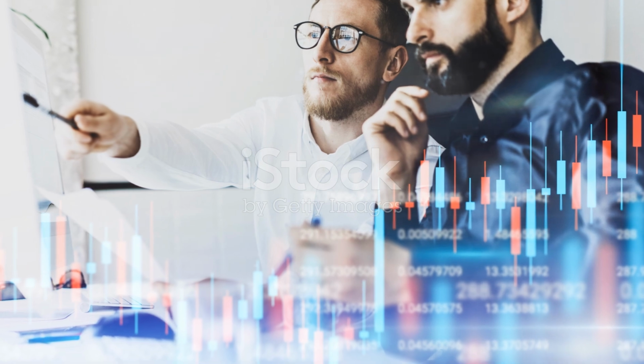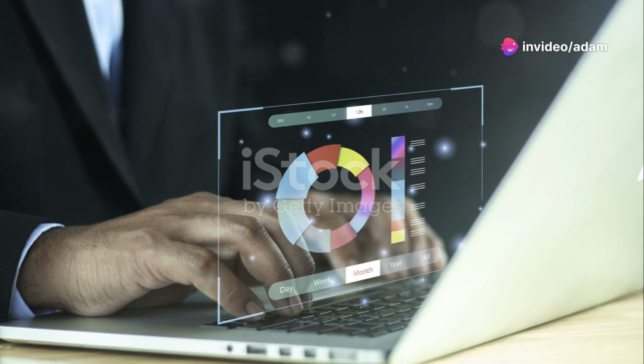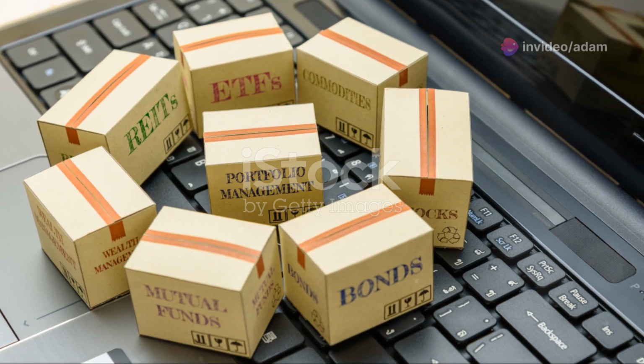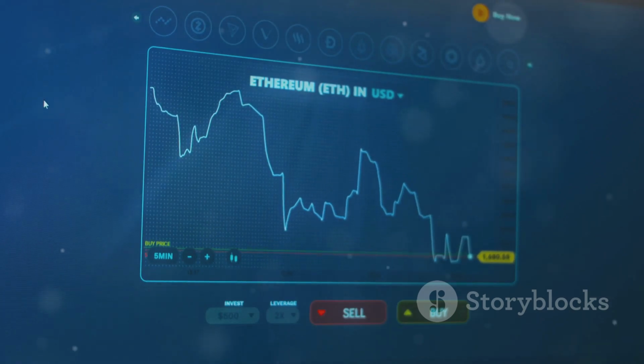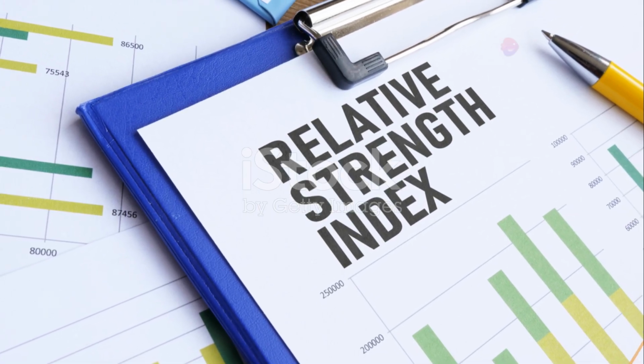Swing trading has its challenges. Prices can be volatile and news can disrupt plans. Risk management is crucial. Set stop-loss orders to prevent significant losses. Diversify your trades. Stay informed about market news and trends. Use technical indicators like moving averages and RSI.